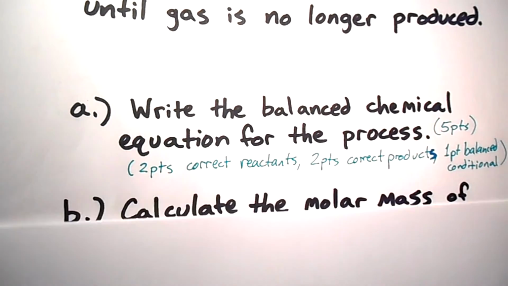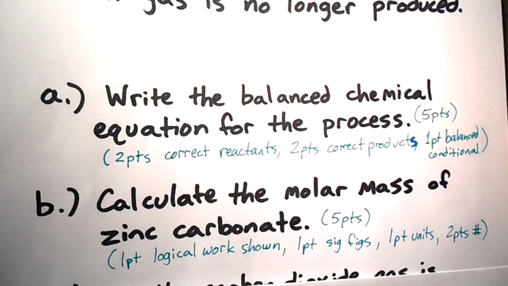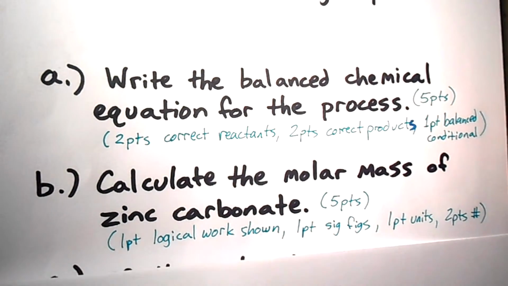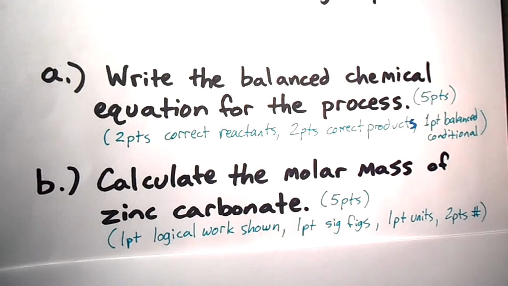The question continues and goes on. Calculate the molar mass of zinc carbonate. That'd be a 5-point type of question in my class. For just about any calculation, I'm usually going to give you 5 points. 2 points of that 5 comes from having the correct value, the correct number.